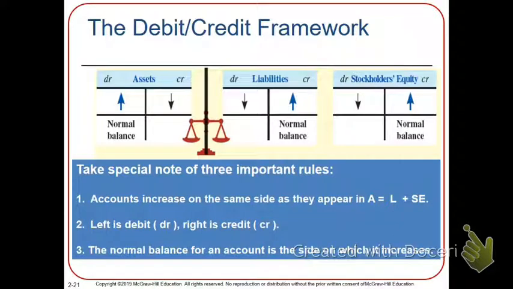Accounts increase on the same side as they appear. The assets are on the left side of the line, and that's the side that increases them. A debit is on the left side. Liabilities and stockholders' equity are on the right side of the line, and they increase on that side. Debits are always on the left, credits are always on the right. The normal balance for the account is the side at which it increases. So hopefully those three things help you remember them.